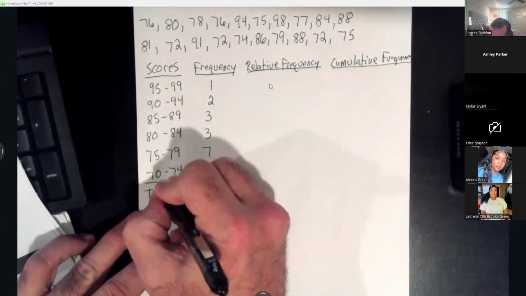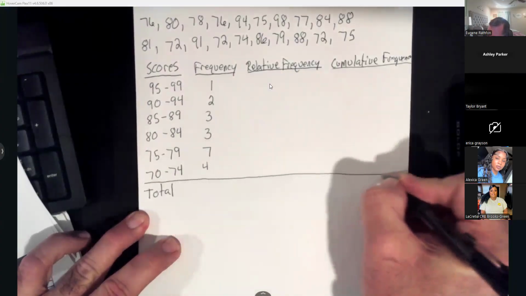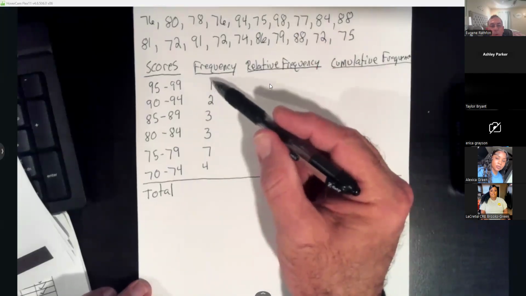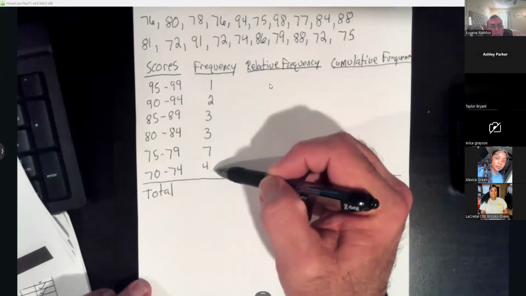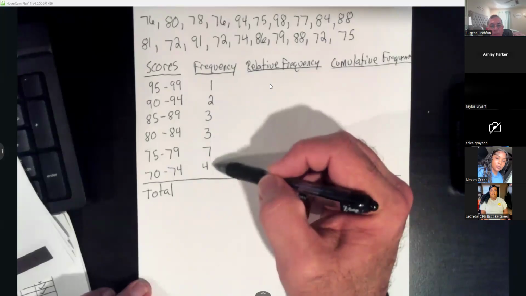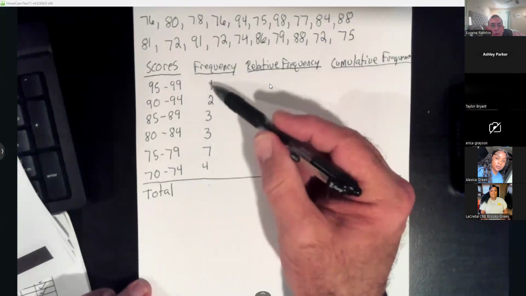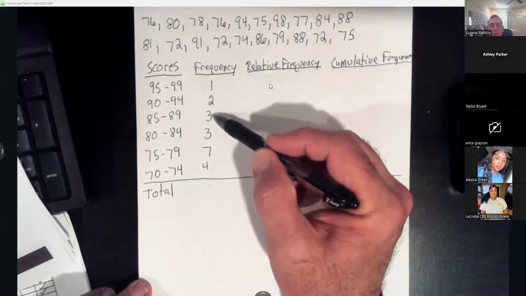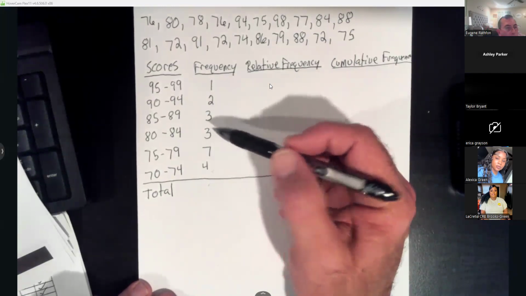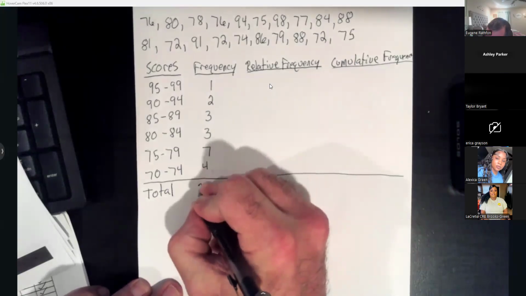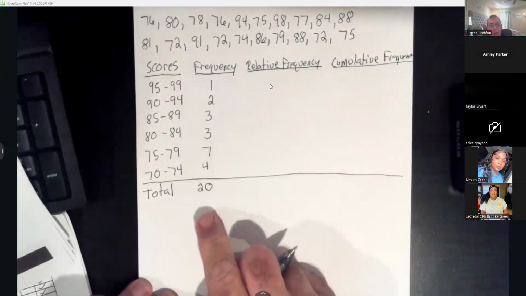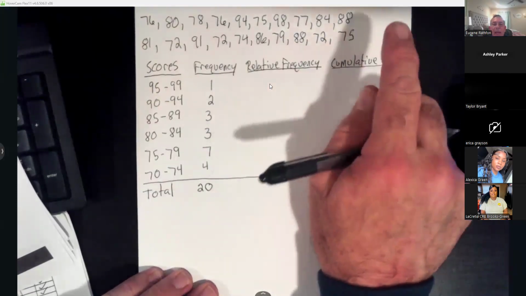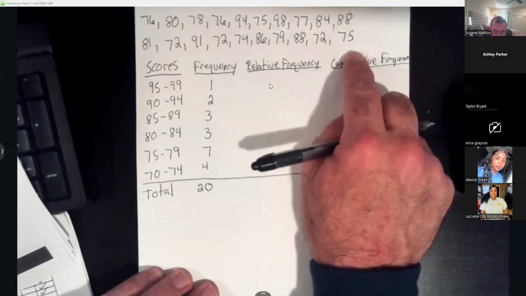Now, we had 20 test scores. So when we add all these frequencies together, what do we get for that first column down here for the total? We got 1 plus 2 plus 3 is 6. So we're getting what, 20 on that? Good job. You know, that makes sense. Our total frequency has to be 20 because we had 20 tests.